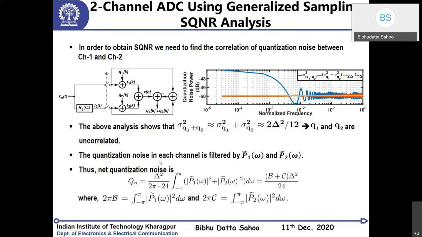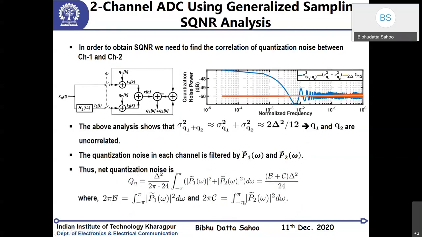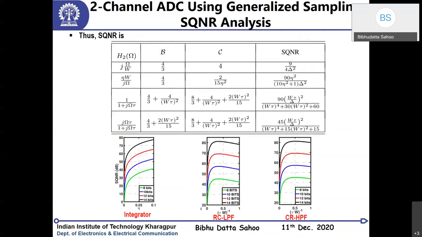Now, when the quantization noise in each channel is filtered by these two, the net quantization noise is given by this expression. This is a well-known expression, and therefore the quantization noise can be obtained. You might say that the quantization noise degrades a little bit, which is true in this case, but it doesn't impact the performance. So the SQNR has been quantified here, and we have simulated for integrator, RC low pass filter, and CR high pass filters. We see that we can achieve the desired performance if we choose the filter parameters properly. So these are the SQNR bounds on the overall system.